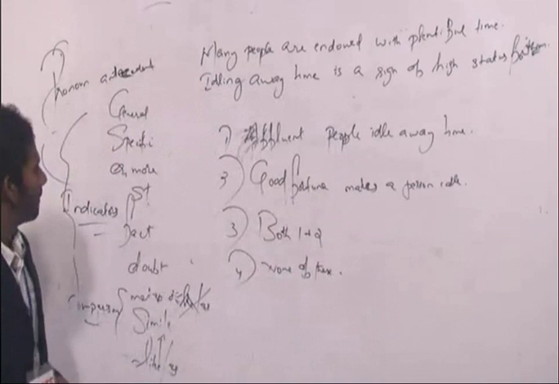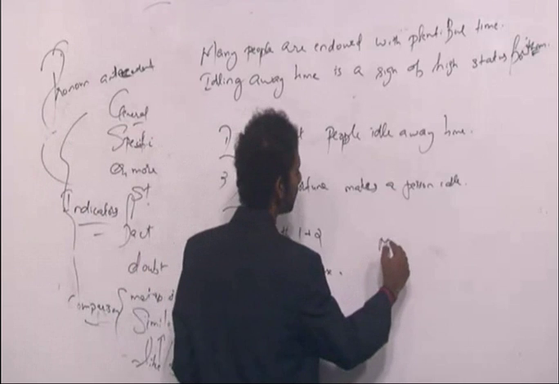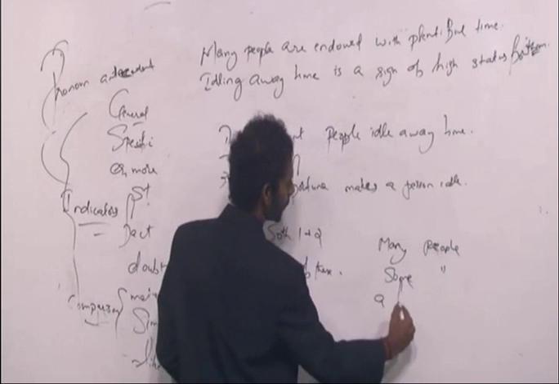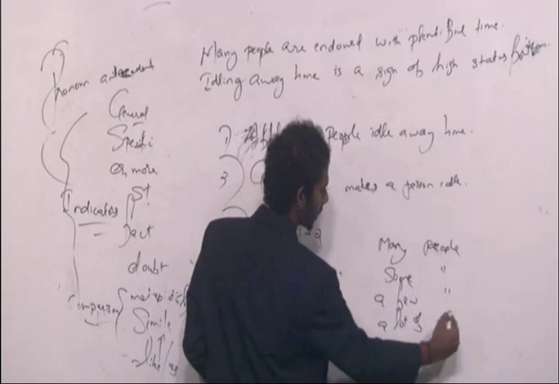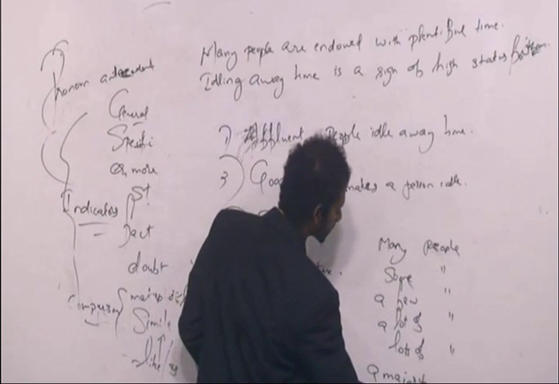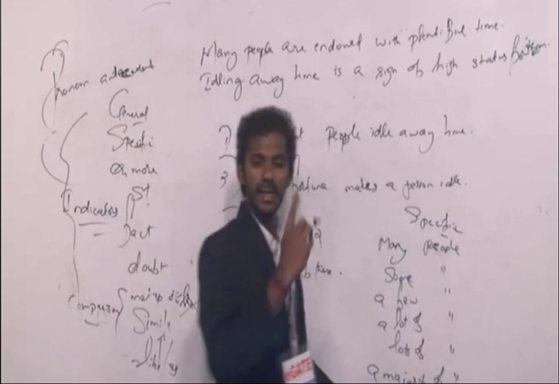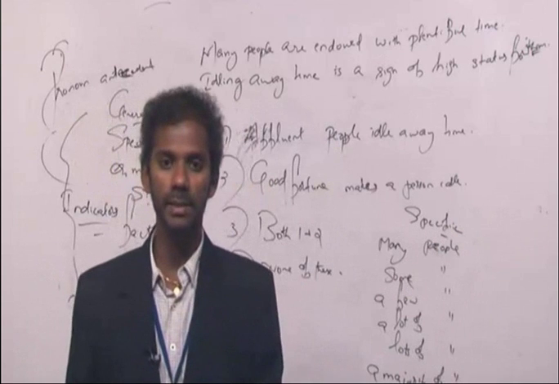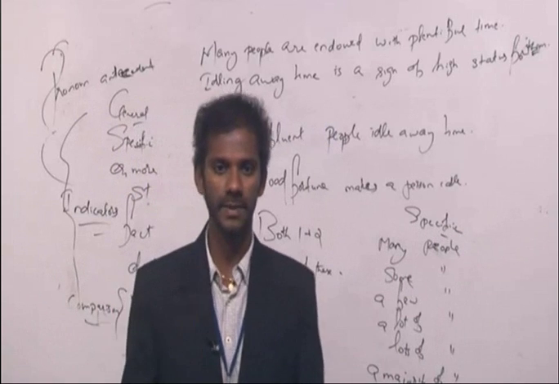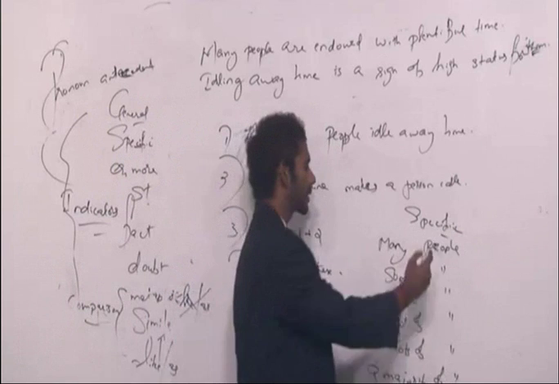Many people. Many people is general or specific? If I say many people, some people, a few people, a lot of people, lots of people, a majority of people, all these are specific. I told you about this. I think at the time I gave an example like this. Some students, many students, a few students, a lot of students, lots of students, a majority of students, all these are specific. Clear?